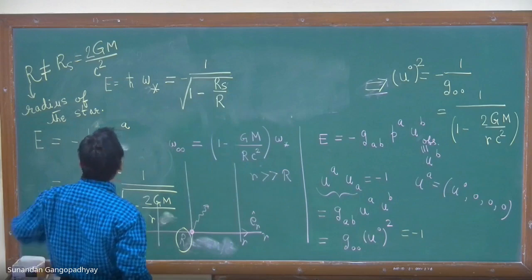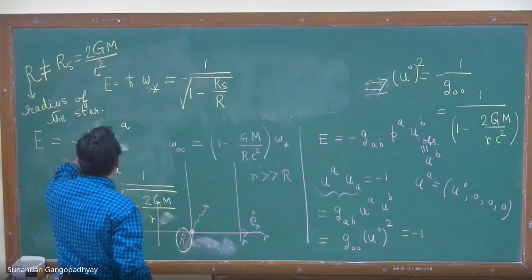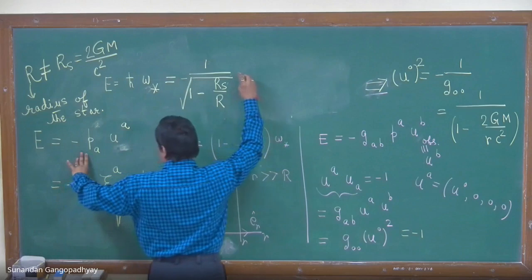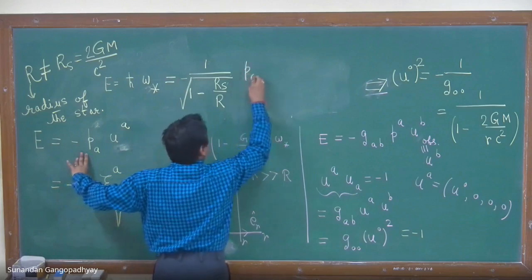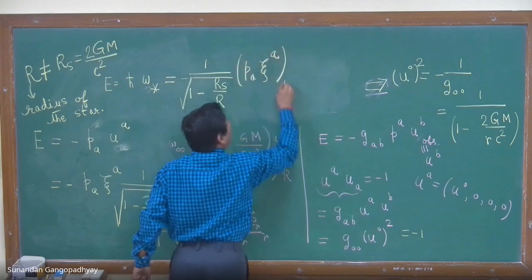theta, h omega star. I'm writing it down. So now this is p_A, this is xi^A evaluated at R.